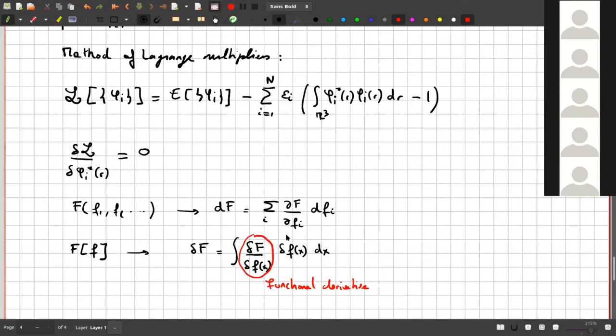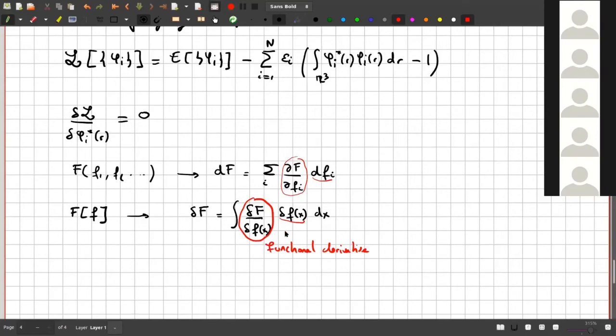And it is the equivalent of the partial derivative here. This is the variation of the function, and this is equivalent to the differential of the variables. Except that here we had a discrete number of variables, so we have a sum over i. But now, since a function is in fact continuous, it's like having a continuous set of variables. Instead of summing over i, now you integrate over x. Okay.